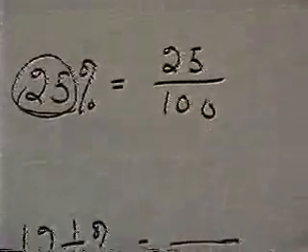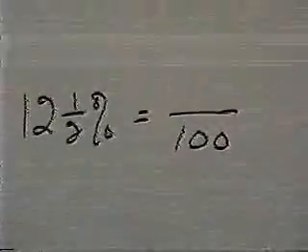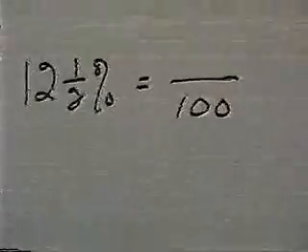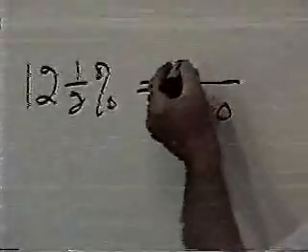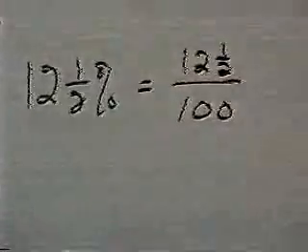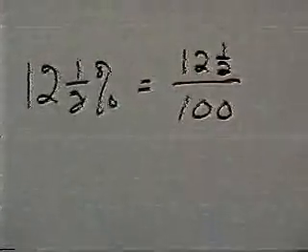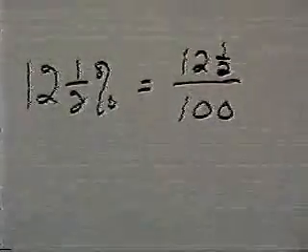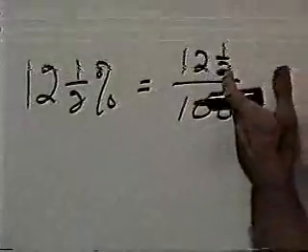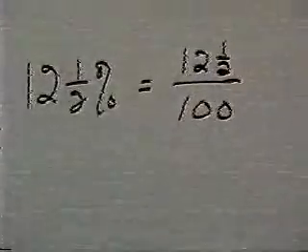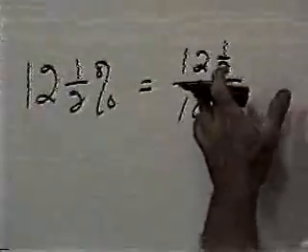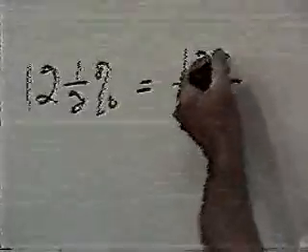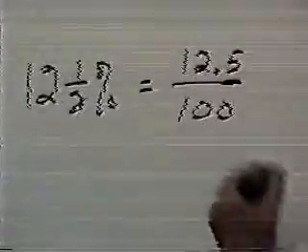All right, look at the next one. 12.5%. That means there are 12 and 1/2 parts per every 100 parts. Now think of it as a ratio. It's the ratio of 12.5 parts to 100 parts. Another way you can write this is 1/2 is the same thing in decimals as 0.5.